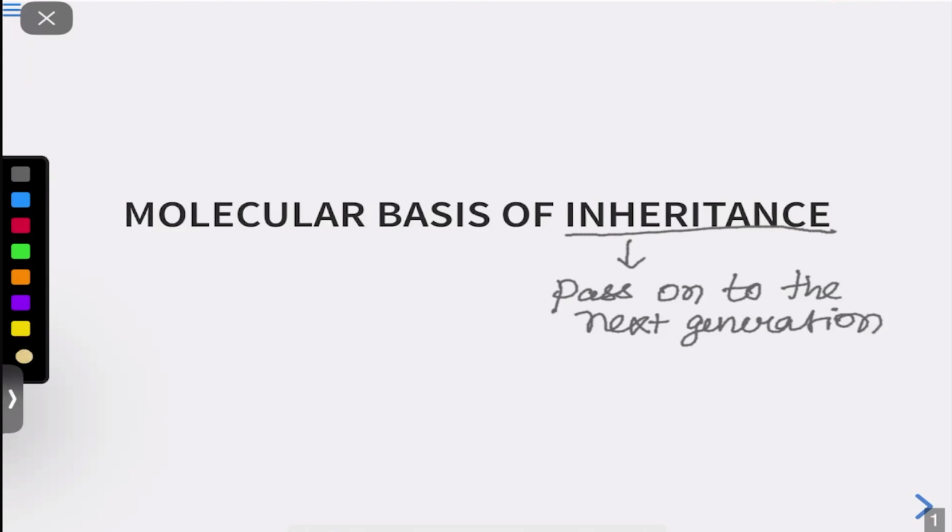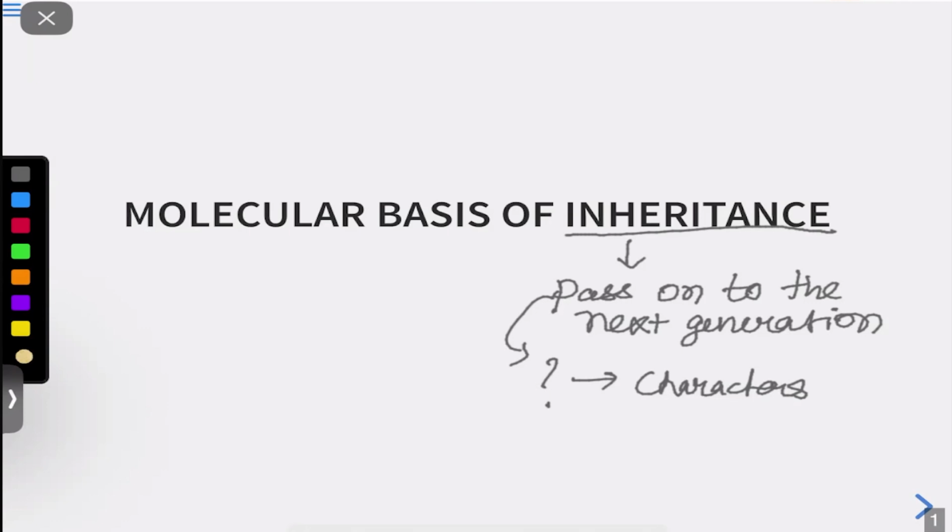So, for example, you have inherited something from your parents. Your parents have inherited some things from their parents, and their parents have inherited things from their parents. So, every organism that reproduces, whether sexually or asexually, they pass down some characters. What do they pass? They pass characters. These characters are inherited by their offsprings.